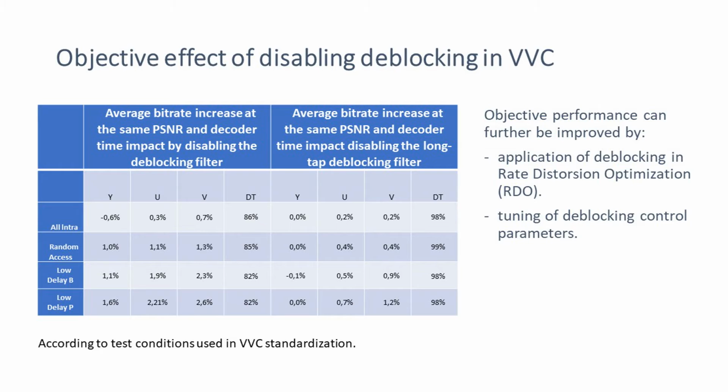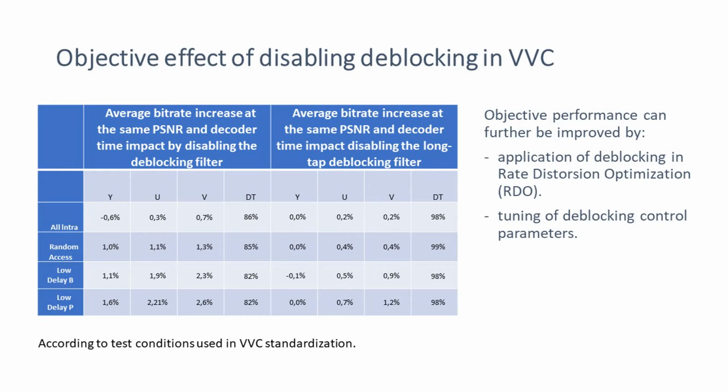Here it can be seen that there is about 1% bitrate increase when disabling the deblocking. But for all intra coding, there is a bitrate decrease of 0.6%. The objective performance benefits of VVC deblocking is less compared to the benefits seen for deblocking in HEVC. One reason is that VVC includes additional loop filters like ALF that take part of the gain.